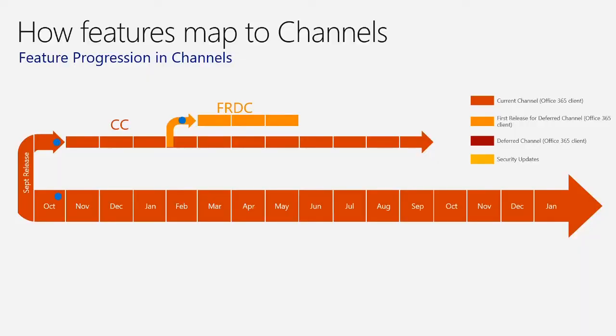The question that always comes up is, when can I expect that to be in my first release deferred channel so I can test my LOB apps? That's going to happen in the February timeframe. So a feature gets released either in October or November or December. Those all get rolled up into the February build for FRDC. You'll notice I don't say February. Depending on where that kind of timeline is and checkpoint, you could get some of those features as well. So let's just go with basically 2 weeks before. If it's in there, you'll get it.